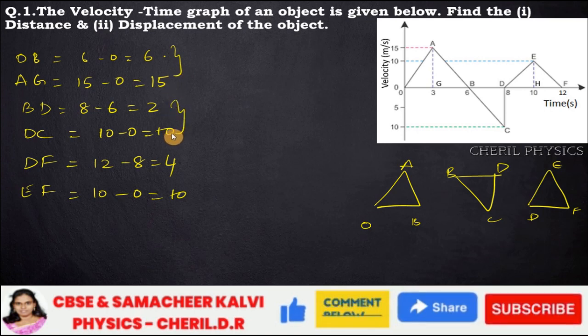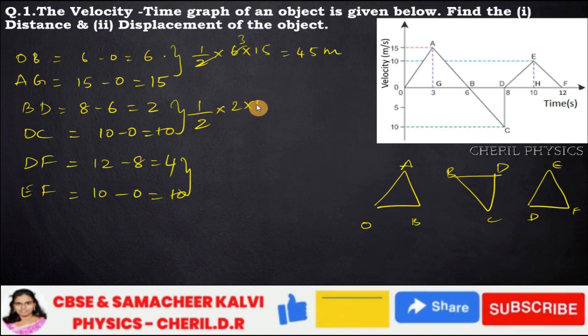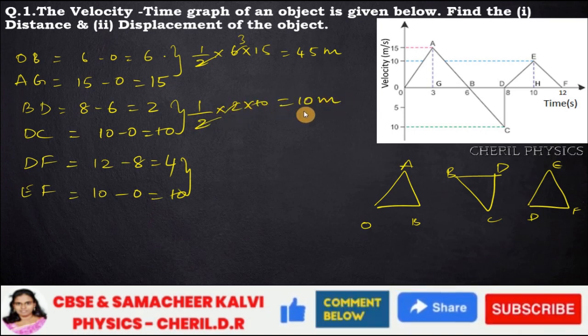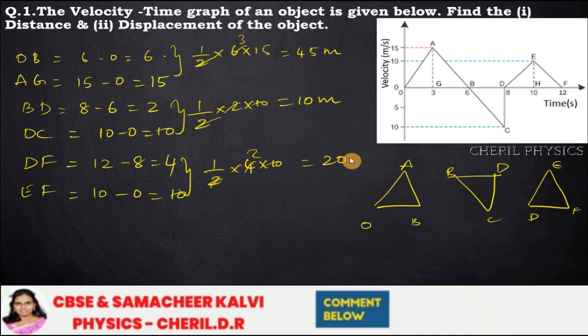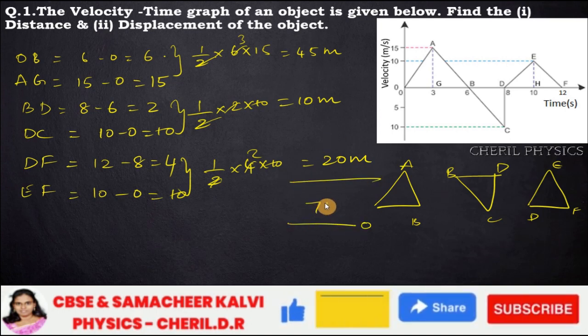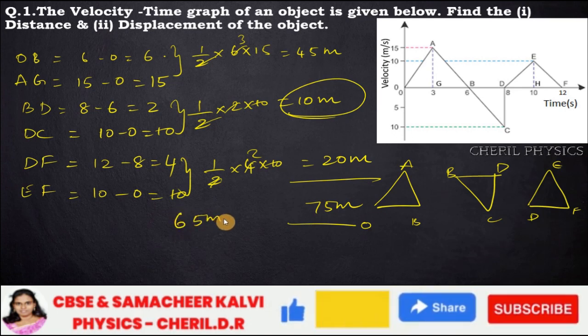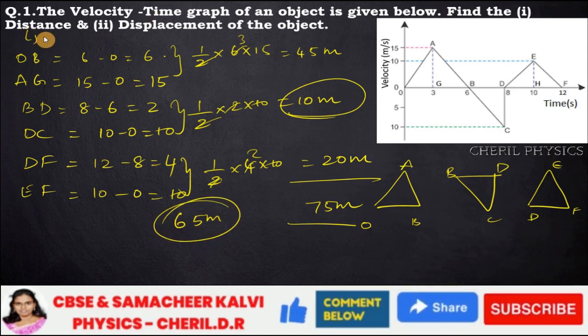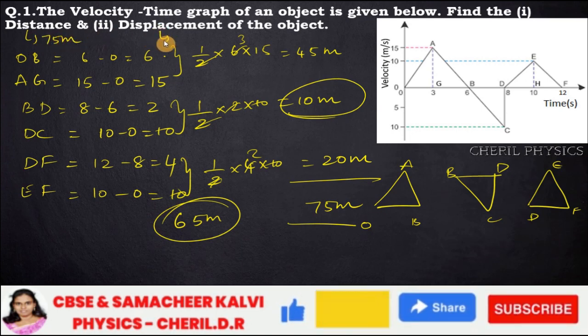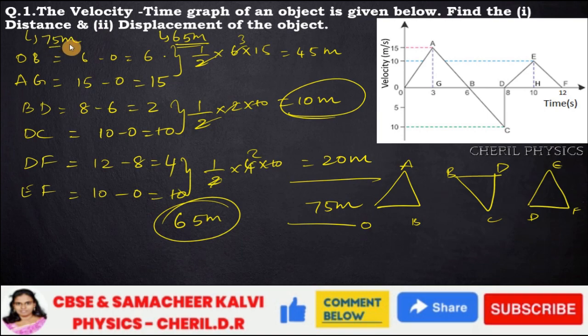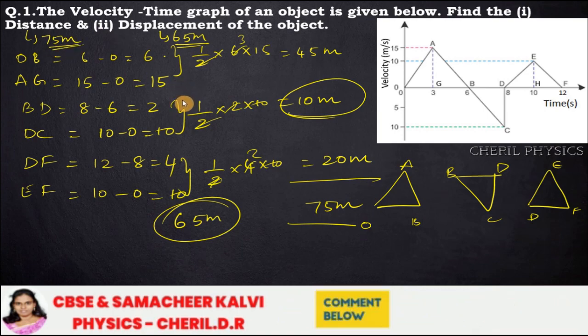Then we did all these pairings. For the first triangle it was half into 6 into 15, where you got 45 meter. Likewise here it was half into 2 into 10, you got 10 meter, and half into 4 into 10, you got 20 meter. So totally when you add, you got 75 meter. When you subtracted this alone, you got 65 meter. So the distance was 75 meter and the displacement is 65 meter. Is it clear, children? Yes. So this is how you will have to do this question.